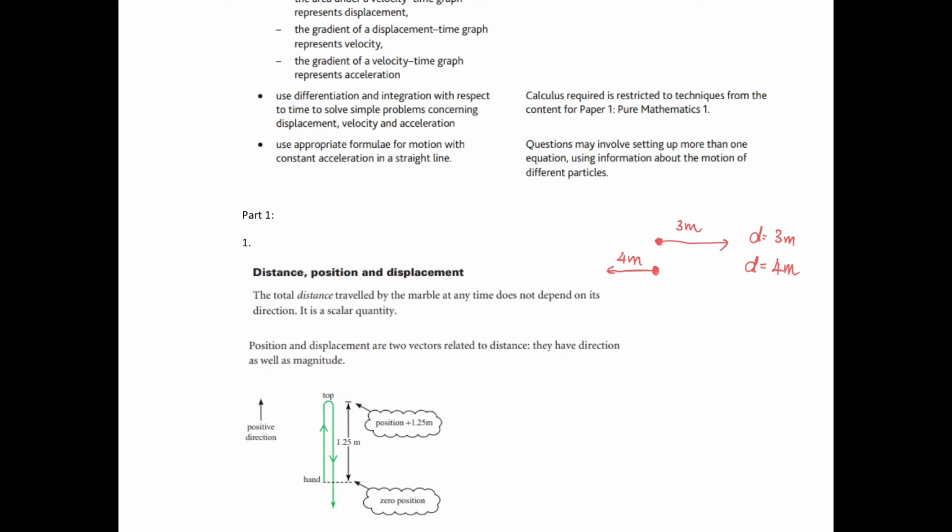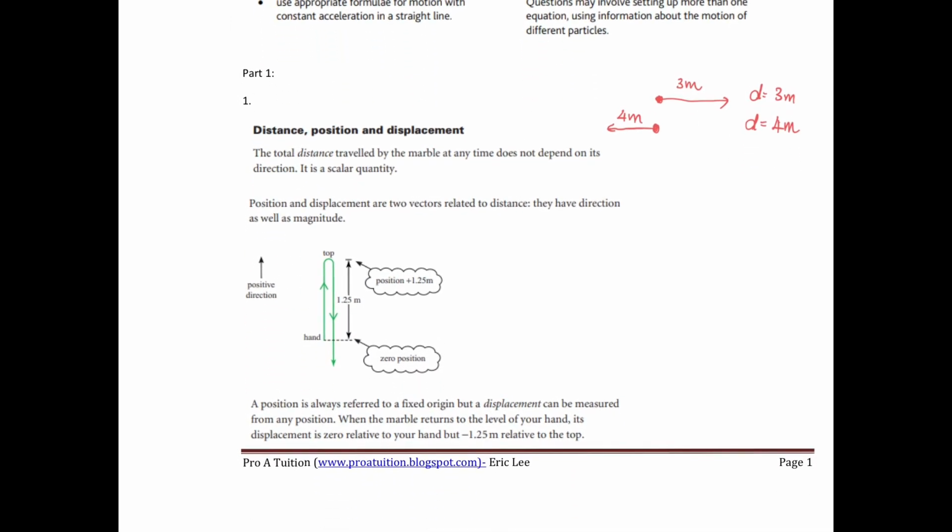Okay, so we move on to the second part, positions. Position and displacement are two vectors related to distance. They have direction as well as magnitude, so it is a vector quantity. To know about position and displacement, we can see the example given at the bottom here. So let's see this example.